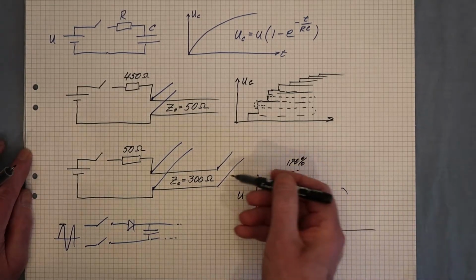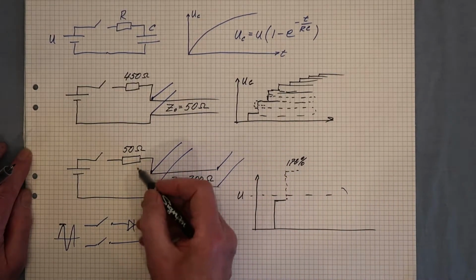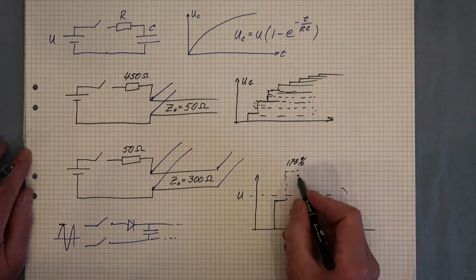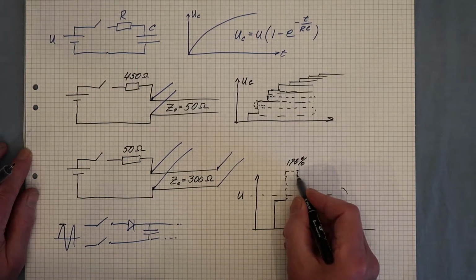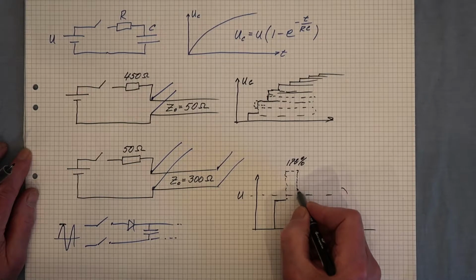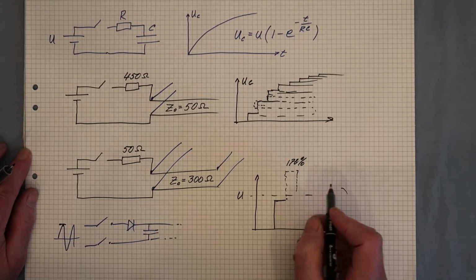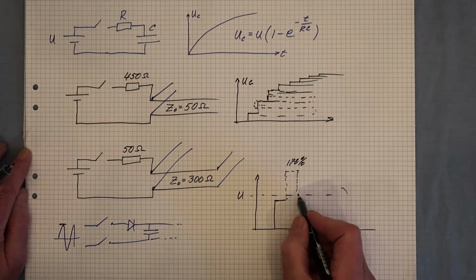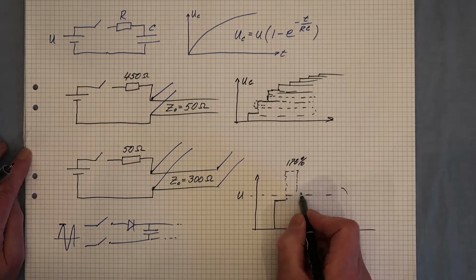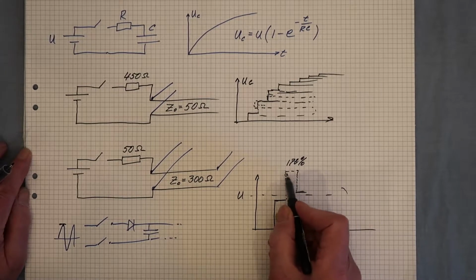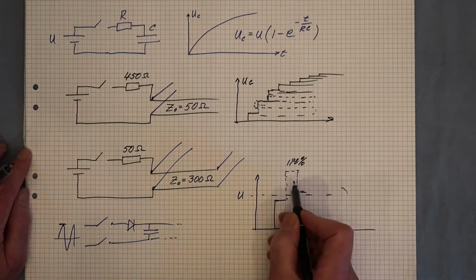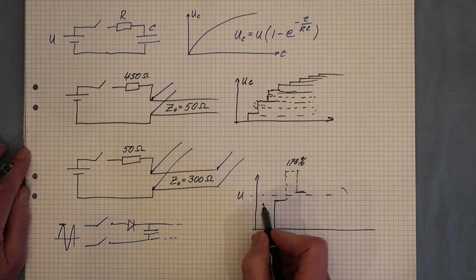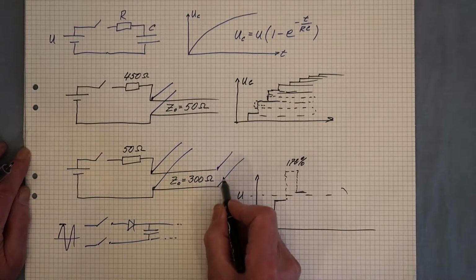And when it reaches the low resistance over here, it will be reflected with a negative reflection coefficient, meaning that the voltage will be lower. So what's happening here inside the capacitor is never seen on the terminals.